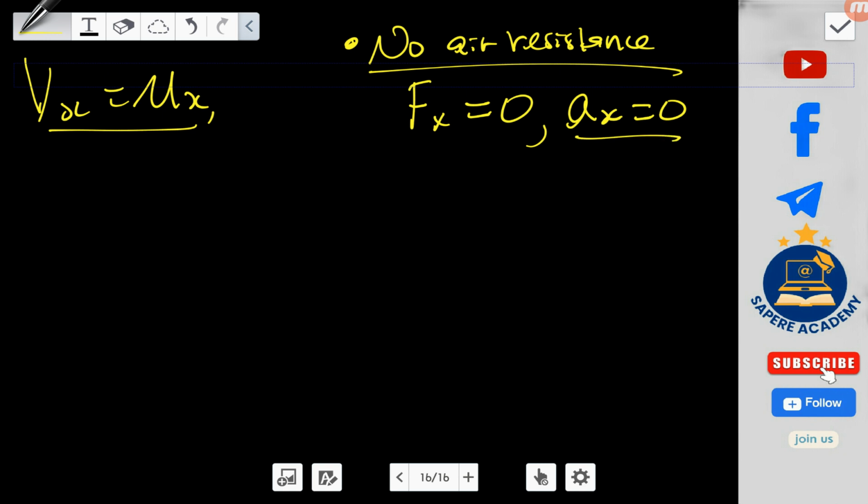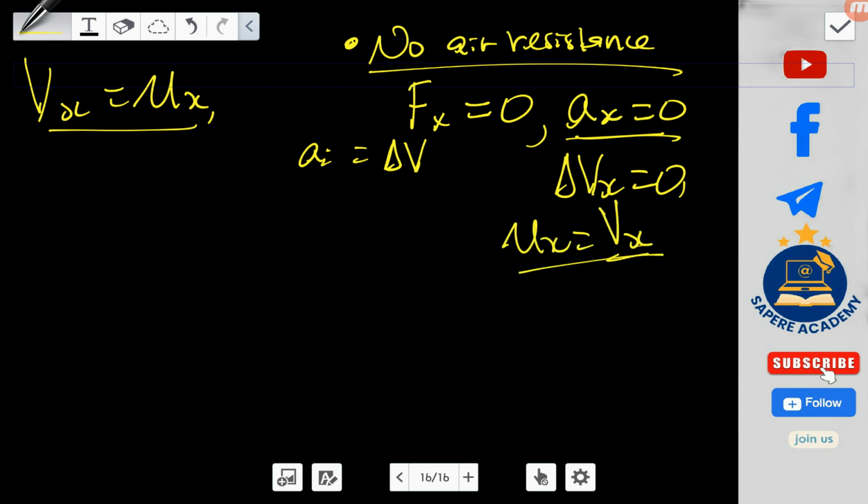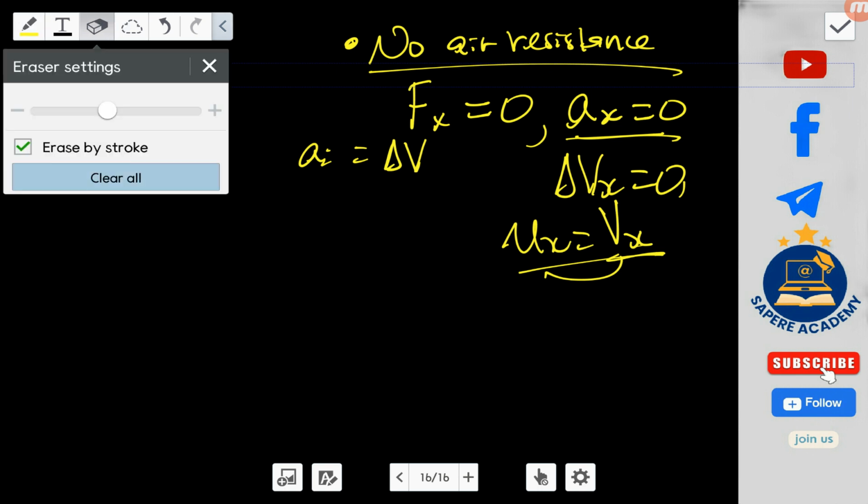Because acceleration along the x-axis is 0 እና acceleration ደግሞ ለመኖር change in v መኖር ስላለበት if acceleration along the x is 0, then change in v along the x is also 0, which means u of x is equal to v of x ማለት ነው. So final horizontal velocity is going to equal to the initial horizontal velocity ማለት ነው. It's the same.